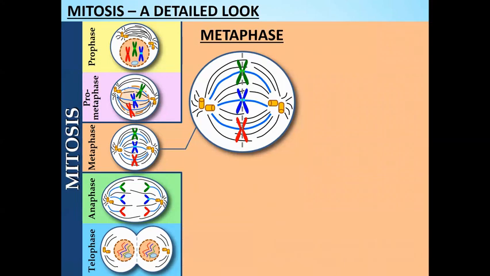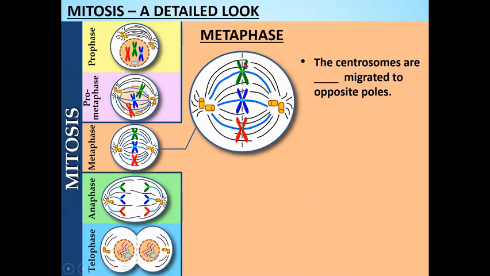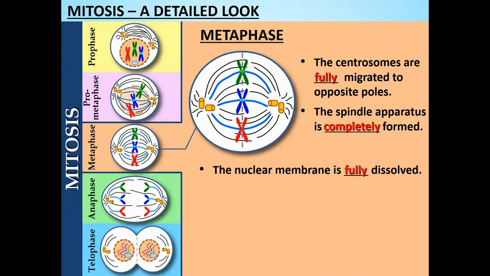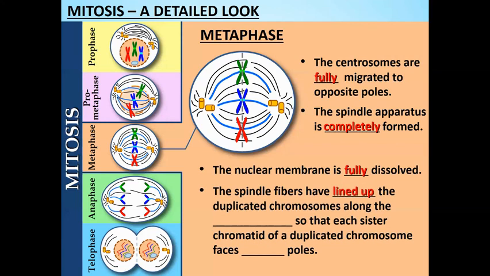So here's the metaphase. You can see how it's changed from this point to this point. Look, they're all lined up in that middle point. The centrioles are fully migrated to opposite poles, and the spindle apparatus is completely formed. And the nuclear membrane is gone, right? It's been fully dissolved. The spindle fibers have lined up the duplicated chromosomes along that equatorial plate, so that each sister chromatid of the duplicated chromosomes faces opposite poles.